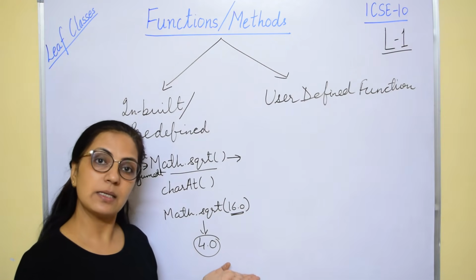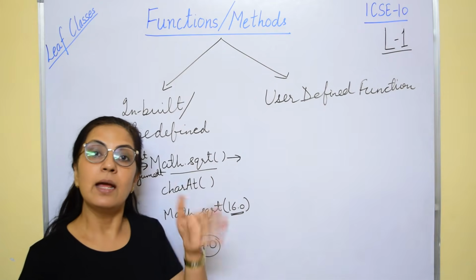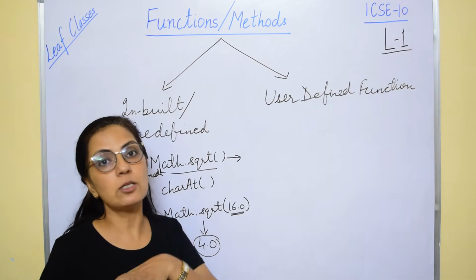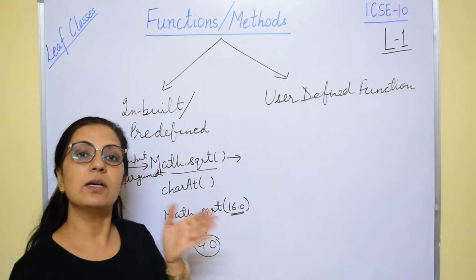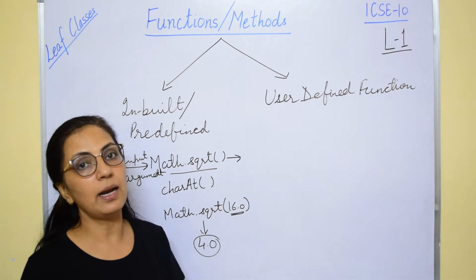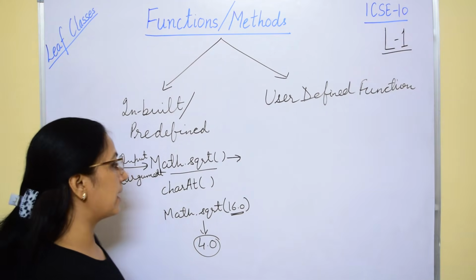Say in this case we are working in Java. So sqrt function is predefined. The definition of this function is already there. We are not writing the definition. We are just providing the argument, and depending upon that argument, it is giving us the result.